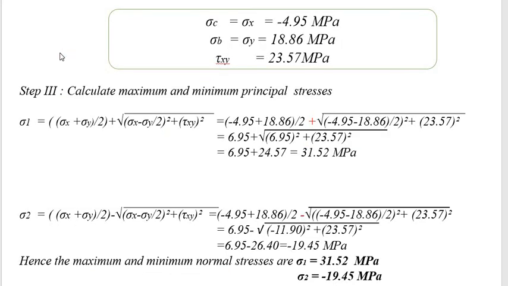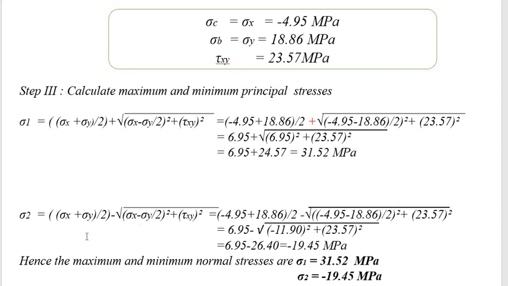Now here we have got the values of sigma x, sigma y and tau xy. Let us substitute the values in the maximum and minimum principal stress equations respectively. Sigma 1 will be equal to (sigma x plus sigma y) by 2 plus square root of ((sigma x minus sigma y) by 2) whole square plus tau xy square. We will get the value of sigma 1 as 31.52 megapascal.